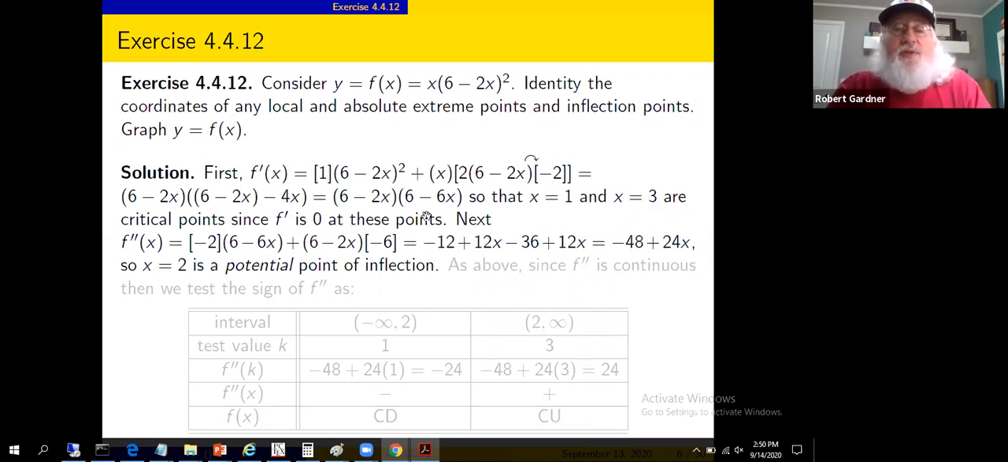So here's the derivative. We want to see where that derivative is 0 or undefined. Of course, it's a polynomial, so it's defined everywhere. It's 0 when this term is 0, which happens when x equals 3. And it's 0 when this term is 0, which happens when x equals 1. So 1 and 3 are the critical points. Always write them in order.